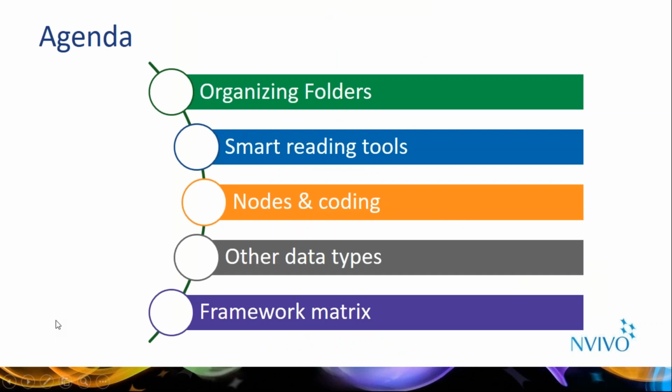The agenda for today: we'll talk about organizing folders, smart reading tools, nodes and coding, and other data types. We'll talk about how they can play a factor in the work that you do. And finally, we'll talk about the framework matrix, what it is, and how it can be a very useful tool, especially when you're looking at the information or the data that you've collected and you're sliding over into the writing portion of a particular project.